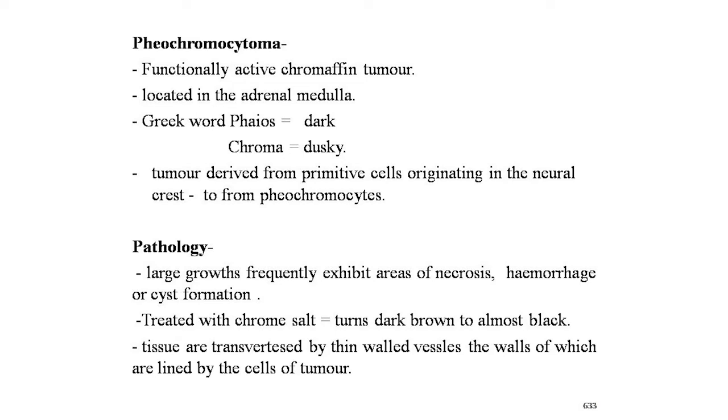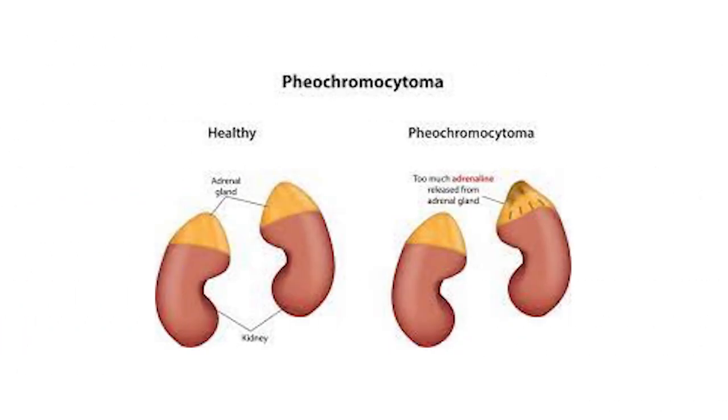When treated with a solution of chrome salts, this tumor turns dark brown to almost black. Tissues are supported by thin walled vessels, the walls of which are lined by the cells of the tumor. Dear students, here is a good picture showing the pheochromocytoma of the adrenal gland.